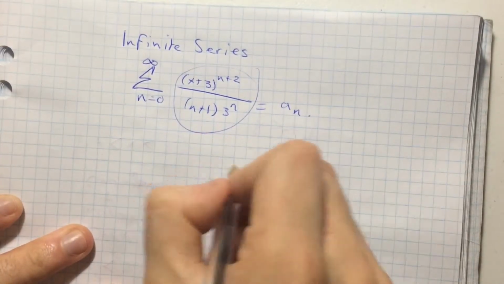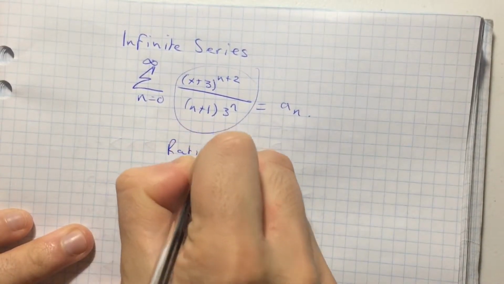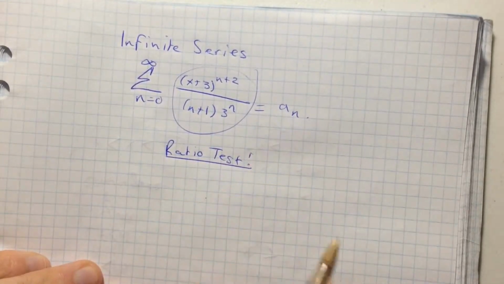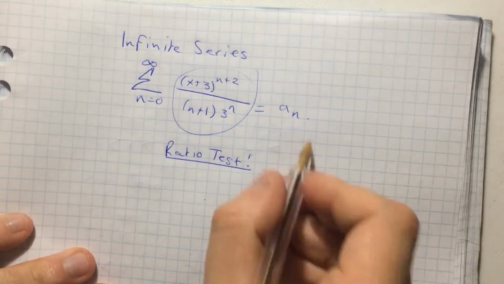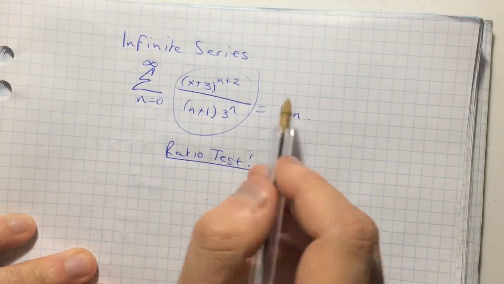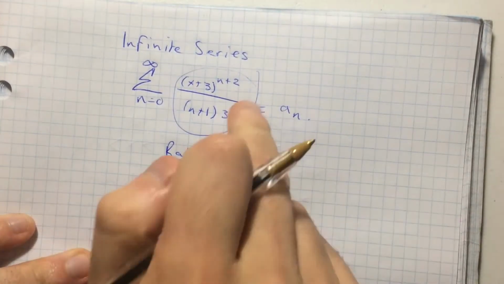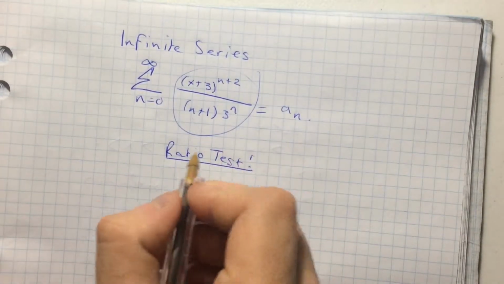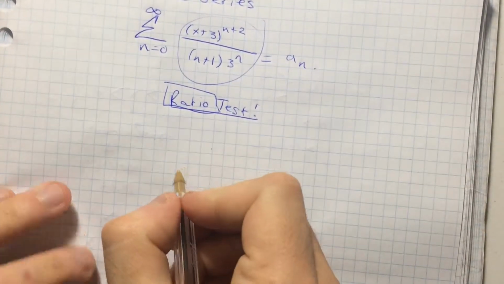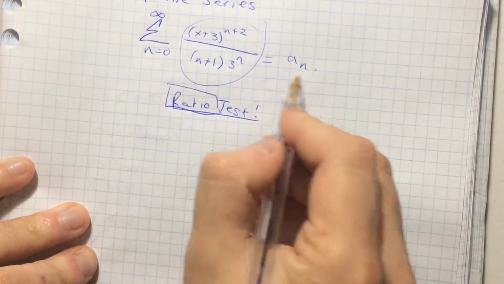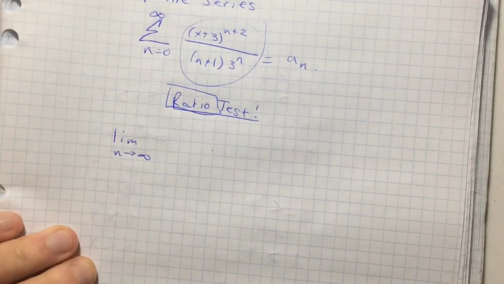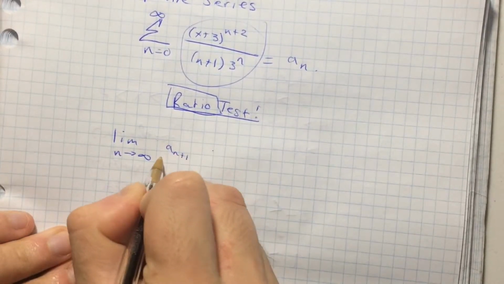So I'm going to do the ratio test in this video. Sorry, that's probably the most important thing I should have explained. The ratio test is, all you do is you take the limit as n approaches infinity of the absolute value of a sub n plus 1 over a sub n. It's got the word ratio in it, so I'm assuming you already know what ratio means.